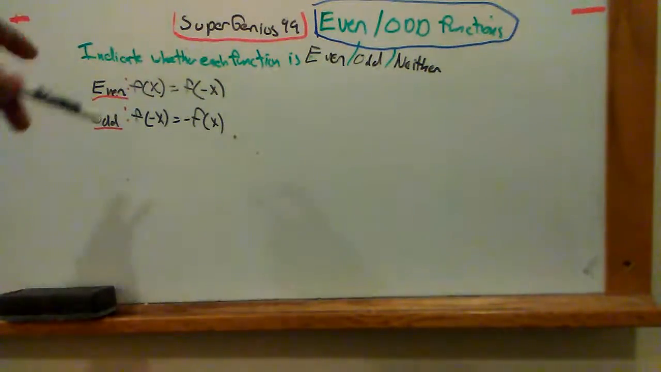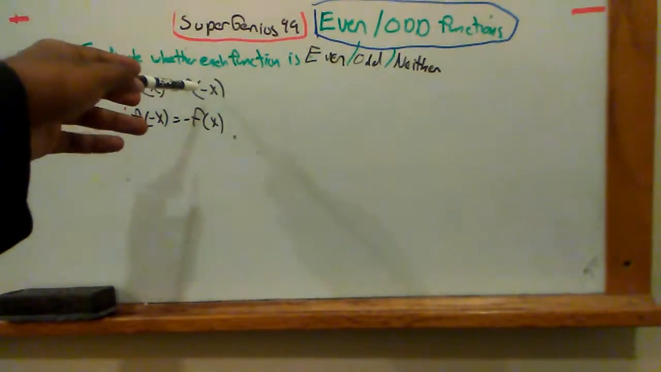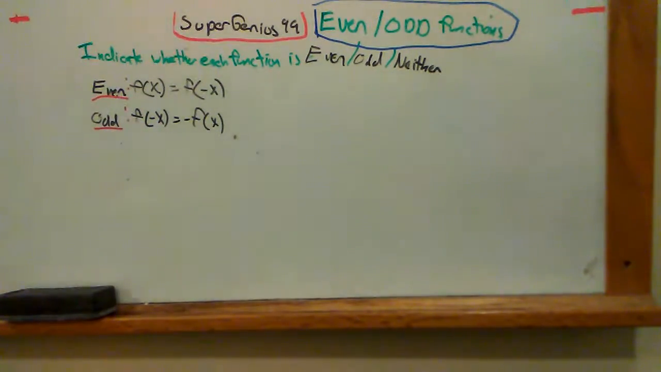Well, a function is even means if I switch the x value to be a negative x, it'll equal the original equation. And if it's odd, if I switch all the x's to be negative x, it'll be the same thing as multiplying your whole function by a negative 1. Okay, so let's check, and if neither one of those works, then it is neither. So let's put some problems on the board and see what we get.